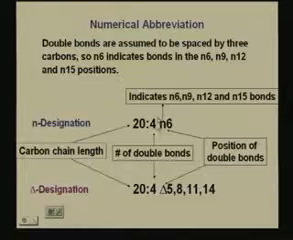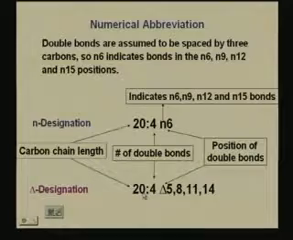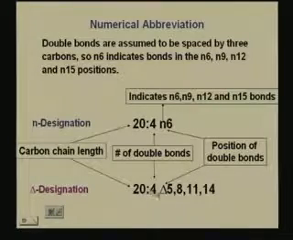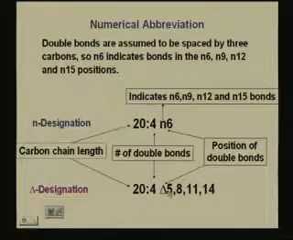So, here in the omega designation only n-6 is specified and nothing else, but in the delta designation the position of the double bonds is written explicitly. We now know that if this is the nomenclature, it means that you have a carbon chain length of 20, there are 4 double bonds, and the positions of the double bonds are 5 and 6, 8 and 9, 11 and 12, 14 and 15.